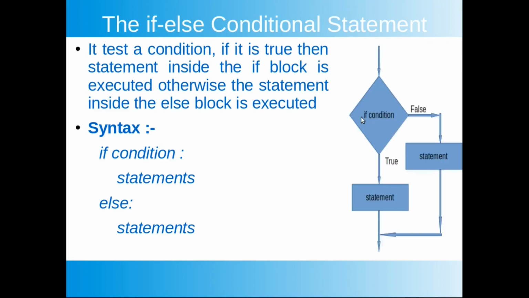The working of the if else conditional statement can be understood with the help of a flowchart. Here, if the condition becomes true, then the statement inside the if block will be executed, and then your program will follow its original flow. But if the condition becomes false, then the statement inside the else block will be executed, and then the program will return to its original flow.